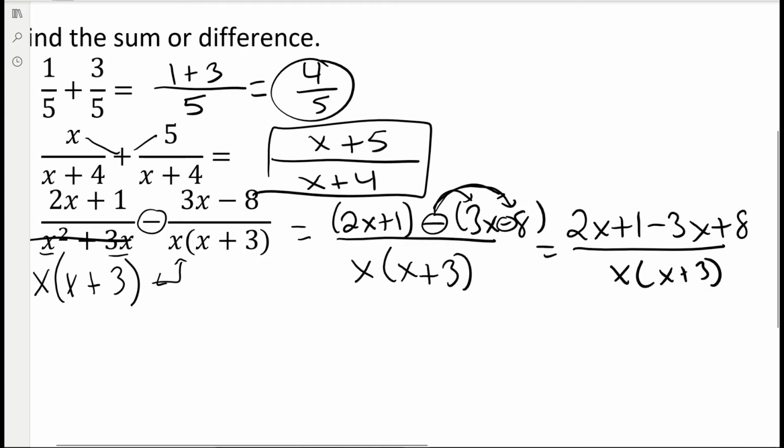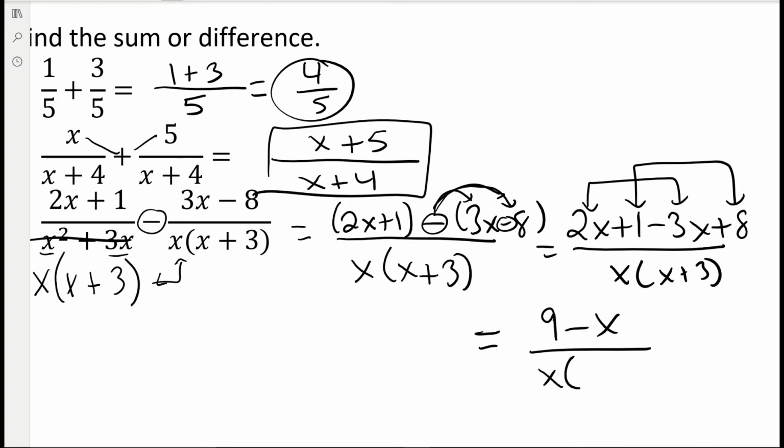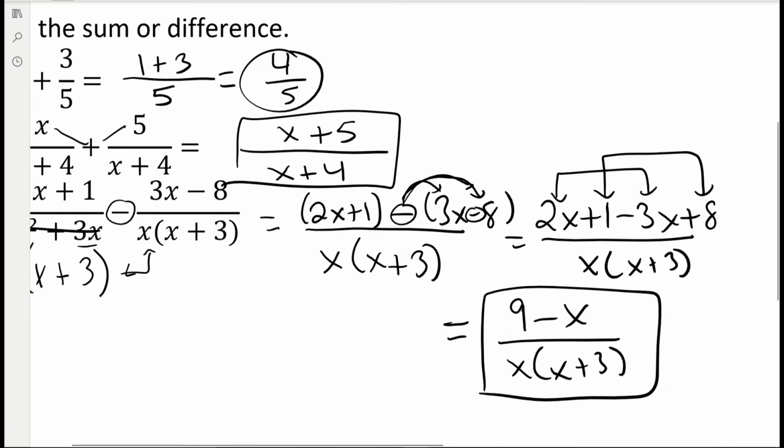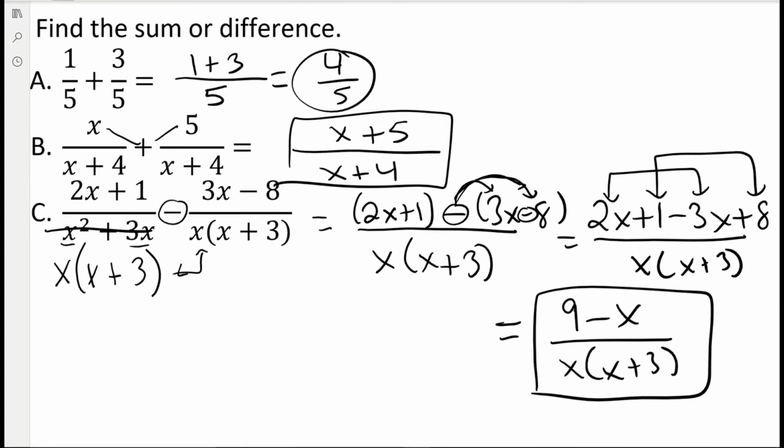And then we can combine our like terms, simplify a little bit. So we have here 2x minus 3x is negative x. And we have 1 plus 8 is 9. So we have here 9 minus x over x times x plus 3. You can also write this as negative x plus 9 over x times x plus 3. And that would also be correct. Alright, so that's how you go about finding sums or differences of fractions or rational expressions given the denominator being the same.